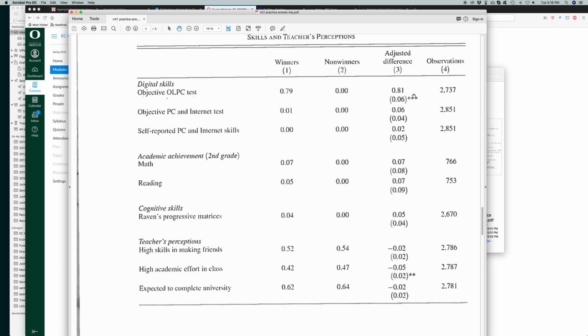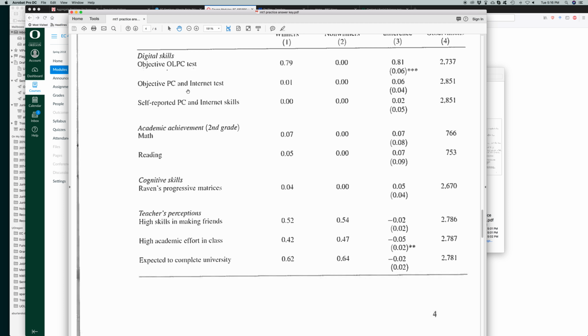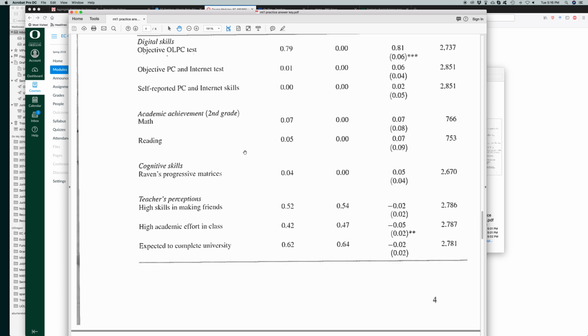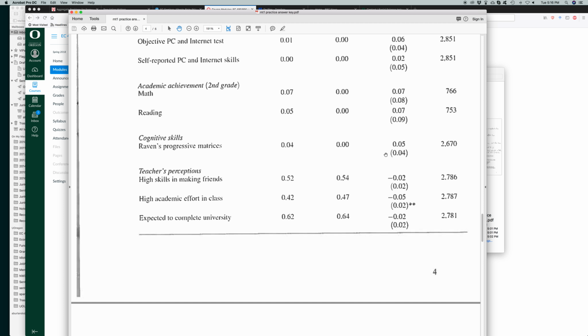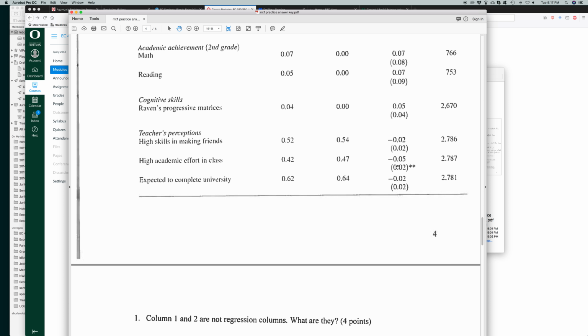Giving them a computer had an impact on their ability to use those computers, which use a particular operating system, but it didn't seem to have changed much their ability to use PCs or internet. So the comparison between winners and non-winners is essentially zero. There's no difference. It didn't help them learn how to be digital netizens. It didn't seem to help them with math, with reading, or with cognitive skills. And if anything, it seems like it has reduced the amount of time they spent in the classroom doing work.